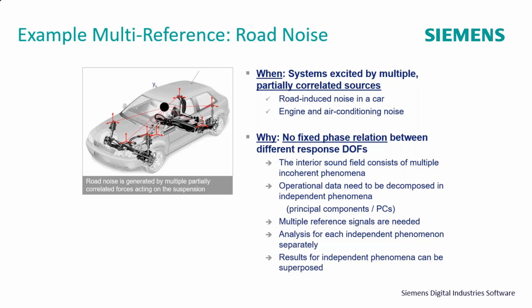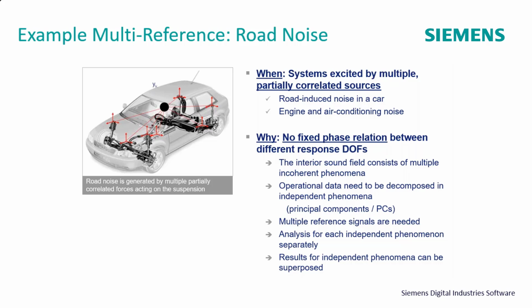So we're going to take your operational data that has these partially correlated phenomena acting on it, and we're going to separate it into its principal components. So we're going to do a principal component analysis on your operational data and then feed that into transfer path analysis. Multiple reference signals are needed, so you need more than one reference channel. Analysis for each independent phenomena separately. And then results for independent phenomena can be superimposed in an RMS manner.